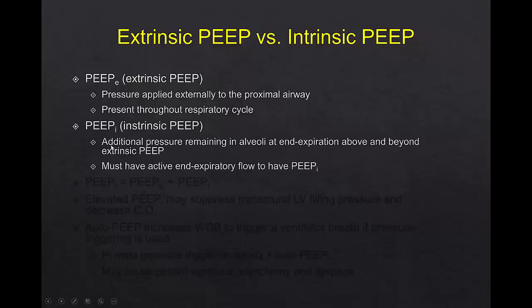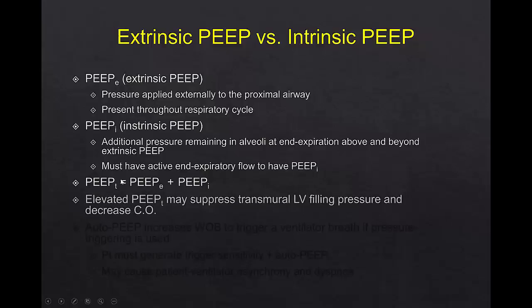Intrinsic PEEP is defined as additional pressure remaining in the alveoli at end expiration above and beyond extrinsic PEEP. So to develop intrinsic pressure in your alveoli at end expiration, you must have active end expiratory flow. In your alveoli, the total PEEP is a combination of extrinsic PEEP plus the built-up intrinsic PEEP. I'll show you some graphs of this.